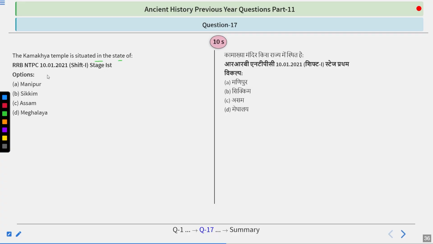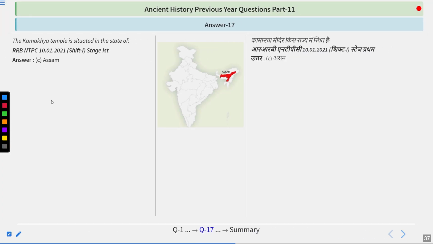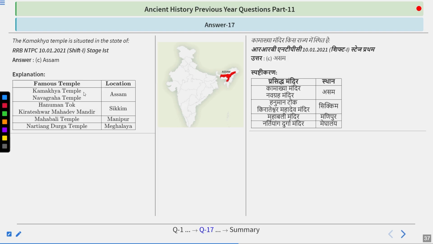Kamakhya temple is situated in the state of. Options are in front of you: Manipur, Sikkim, Assam, or Meghalaya. Try to answer this one. This is a very simple question and it is a very famous Shakti Peeth of India. So try to answer. And answer is quite right. Answer is Assam. So Kamakhya temple, Navgraha temple, both are in Assam.